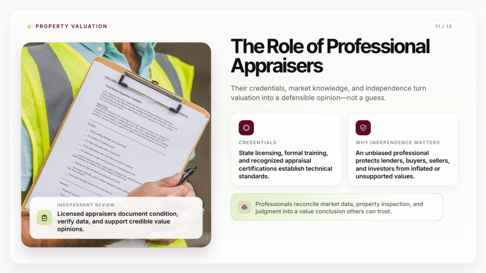This impartiality protects everyone involved, whether lenders, buyers, sellers, or investors, from inflated or unsupported property values. By carefully reconciling market data, property inspections, and professional judgment, appraisers deliver value conclusions that stand up to scrutiny and help maintain trust in the real estate market.